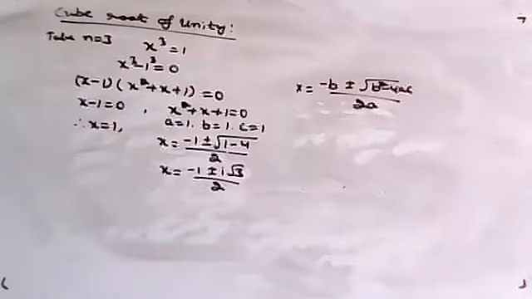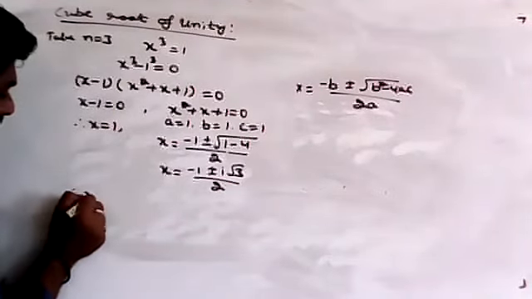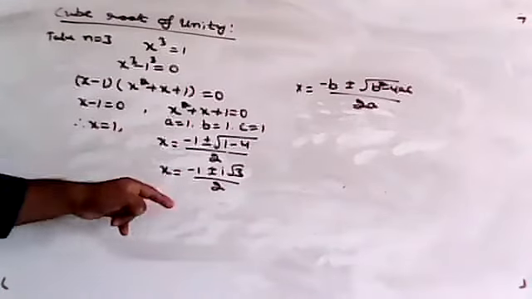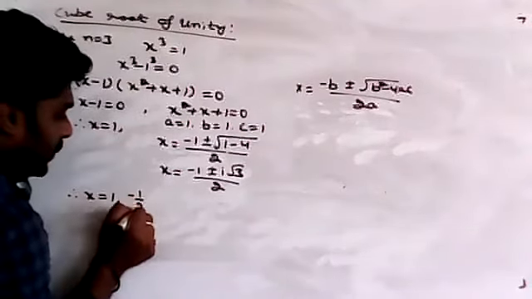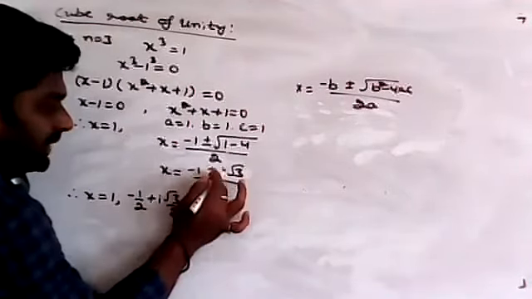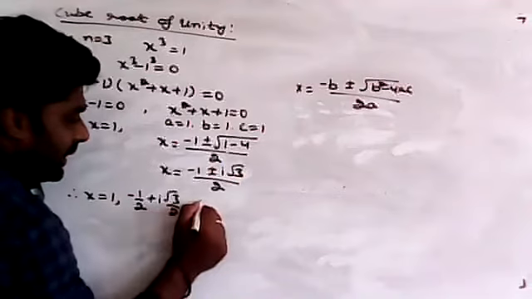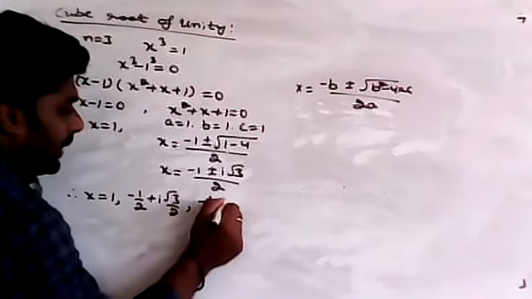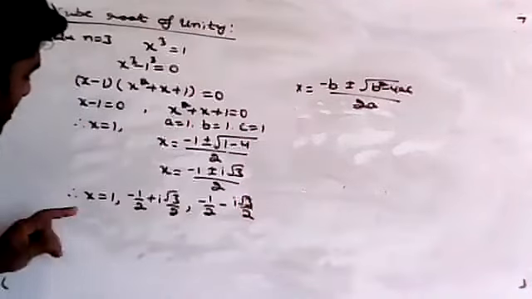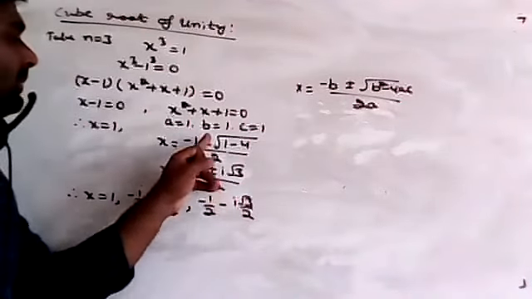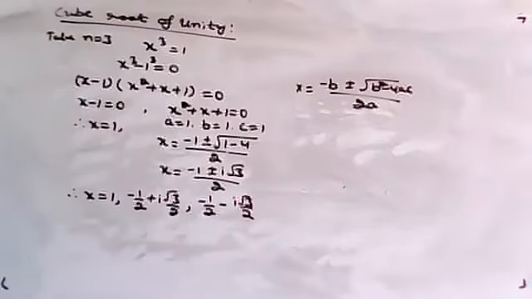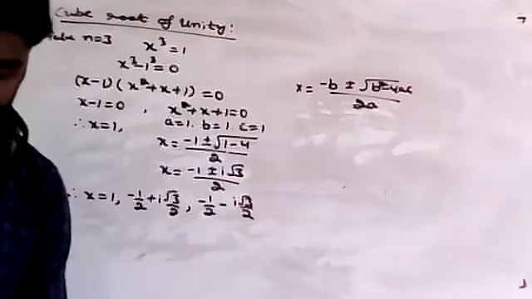Correct? Or else we can write this one as, therefore x equal to 1. First one is 1. Next one is what? Minus 1 by 2 plus i root 3 by 2. So two roots I'll get here. One is plus, one is minus. Similarly, minus 1 by 2 minus i root 3 by 2. See, here we'll get three roots. Plus or minus means two roots are there. So totally, for the cube root, we get three roots. Clear this one? Clear?